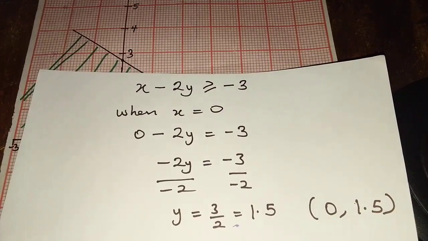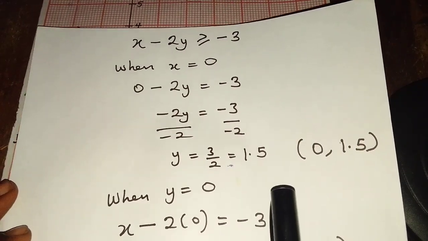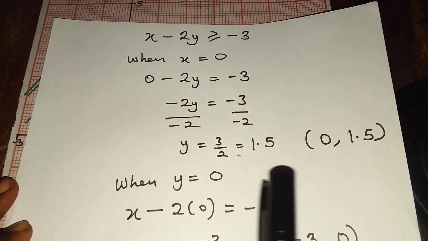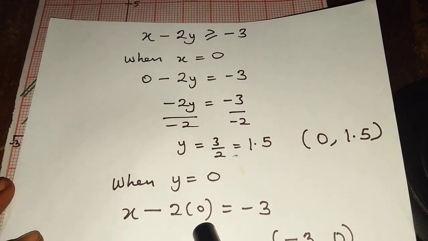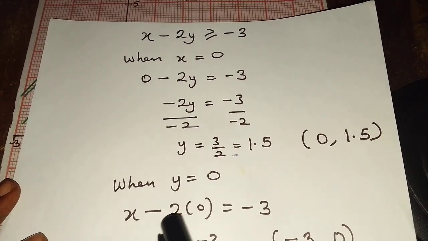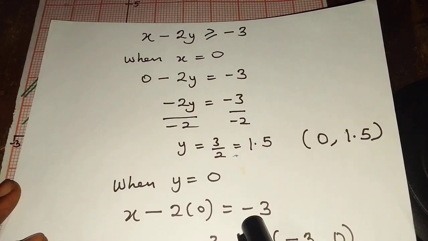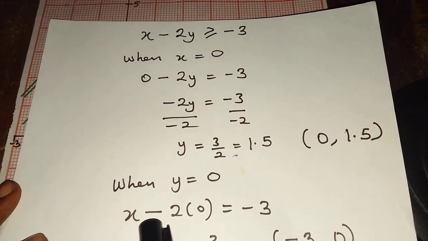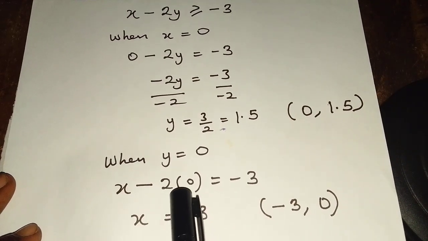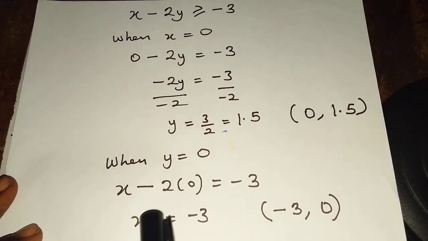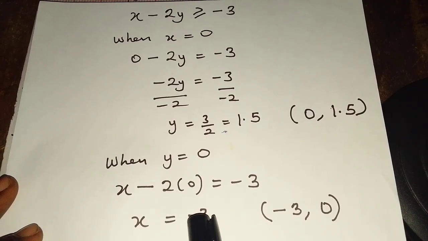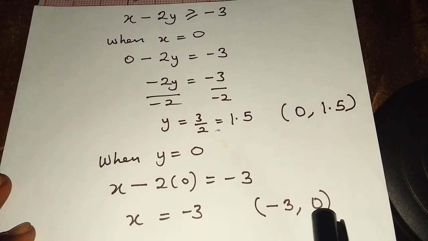So the other coordinates, when y is 0, x will be equal to what? So substitute 0 for y. x minus 2 into bracket 0 is equal to minus 3. So we have x minus 2 times 0, which is what? 0. So the remaining x is equal to minus 3. So when x is minus 3, y is 0.